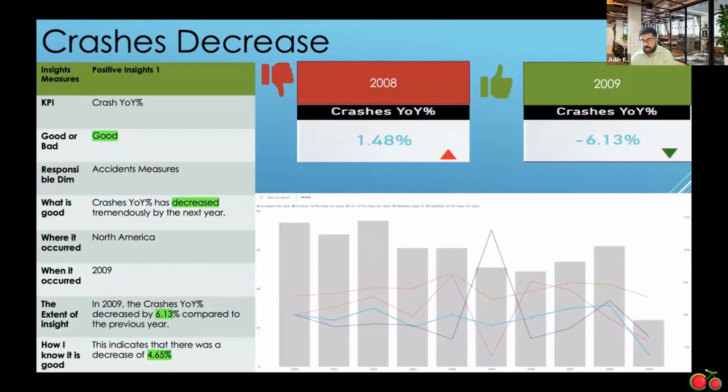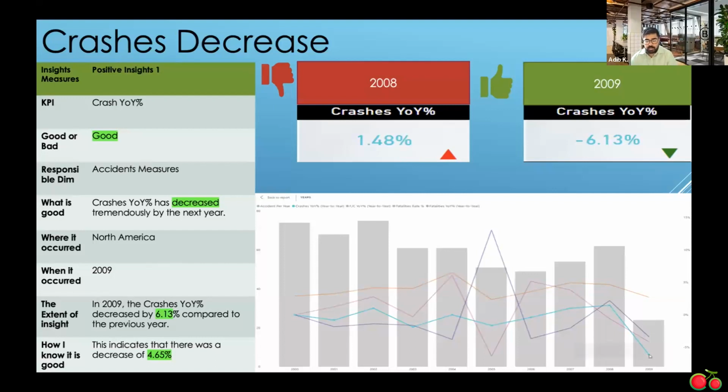And if you take a look at the chart, you can see the blue line, which represents crashes year to year. If you take a look in 2008, it is going downwards. So this is a positive thing, which indicates that we are improving on this aspect.